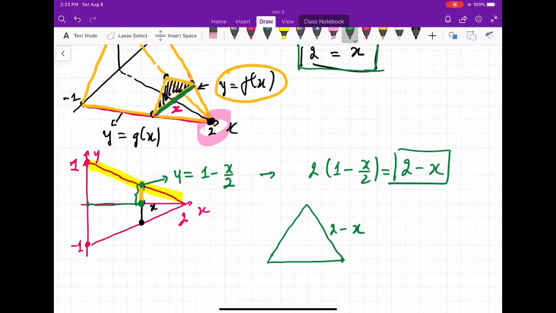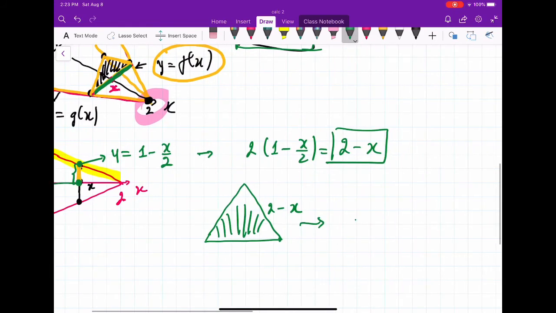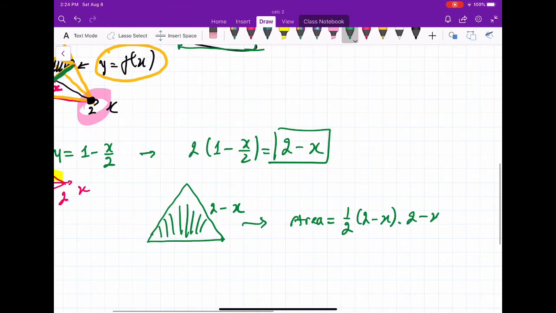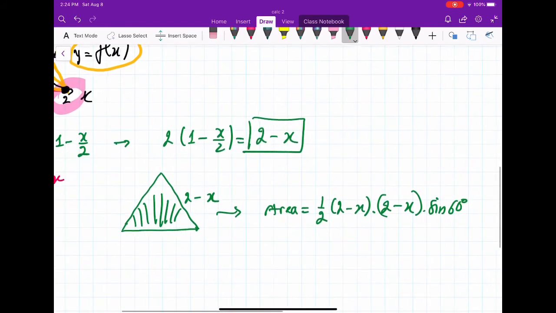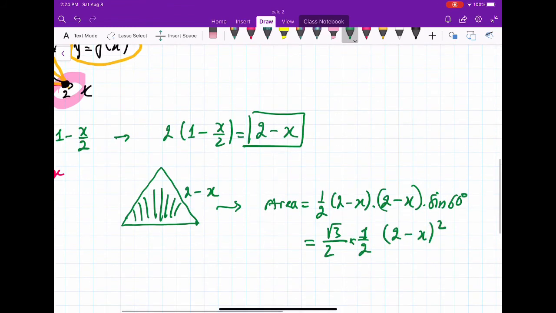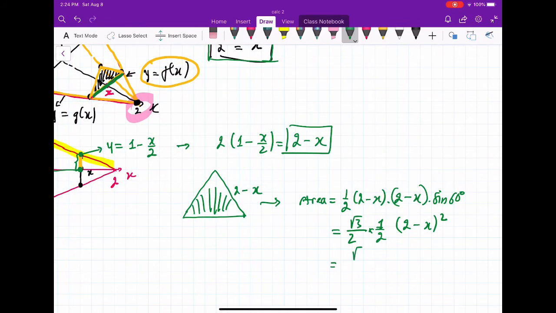Of course, we know how to find the area of such a triangle. The area of this is nothing but equal to 1/2 times the product of 2 minus x times 2 minus x, and then times sine of 60 degrees. Sine of 60 degrees is square root of 3 over 2, times 1 over 2. In here I have 2 minus x squared. So the area is square root of 3 over 4 times 2 minus x squared. And that is the area of the cross section right here.